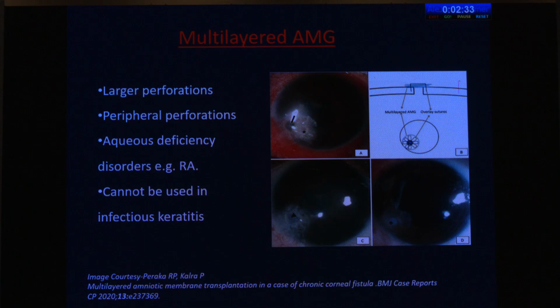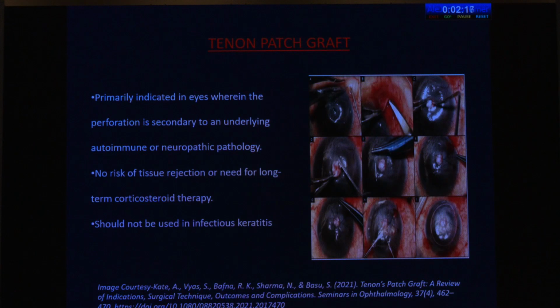So it's especially useful in the cases which are associated with aqueous deficiency disorder, for example, rheumatoid arthritis. But AMG, what it does, it gets integrated into the healing stroma and provides tectonic stability to the globe. But it cannot be used in the cases of infection.